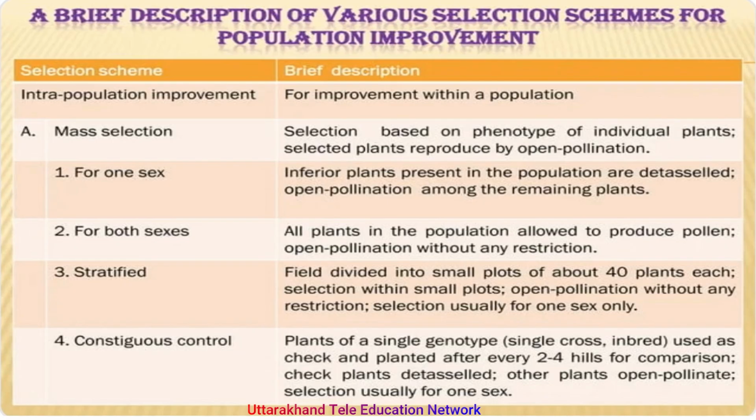Conscious control: plants of a single genotype, single cross inbreed, used as check and planted after every 2 to 4 hills for comparison. Check plants are detasseled, other plants open pollinate. Selection is usually for unisexual plants.